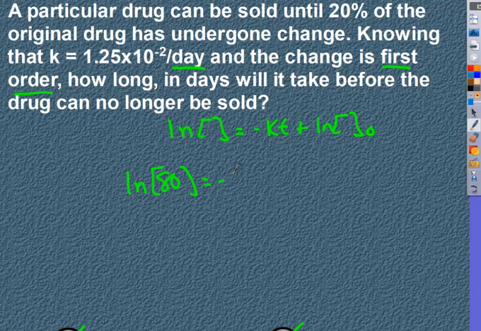Our K is given in the problem. We're looking for time, and our initial amount was 100 because we're dealing with percents. So ln 80 minus ln 100 divided by negative 1.25 times 10 to the negative 2 is 17.9 days.